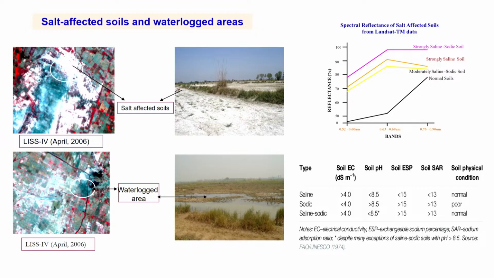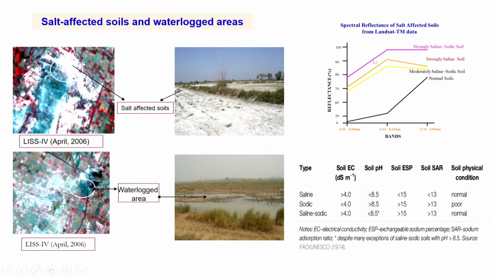Here you see the salt affected soils. We know that salt affected soils are saline soils, sodic soils, and saline sodic soils. Saline soils have high salt concentration, and saline sodic soils also have high salt concentration. And if you see the reflectance, strongly saline sodic soils give the highest reflectance. And you see the normal soils: you will get first the low reflectance, and then in this spectral wavelength region the reflectance will be high.